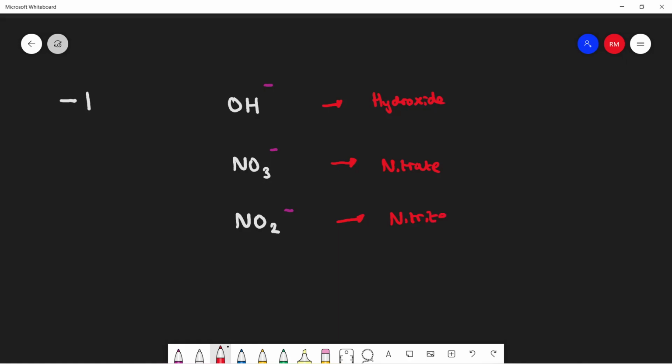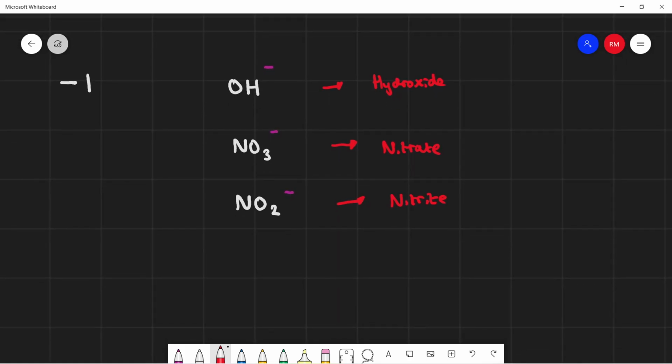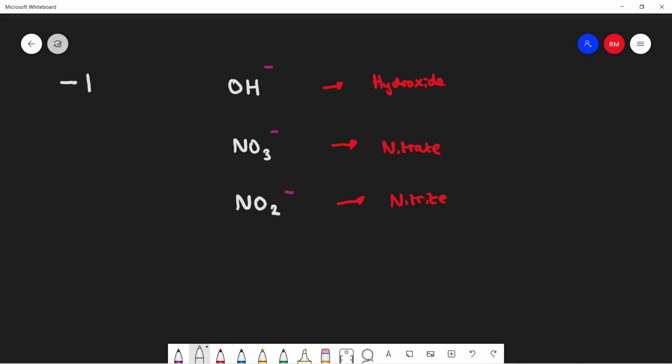Just notice the very little difference here between the A and the I, indicating the 3 oxygens and then the 2 oxygens. The next one we're going to look at is hydrogen carbonate, which is just a carbonate ion with hydrogen, minus. Very easy to remember, very easy to name, because we have our hydrogen ion, we have our carbonate ion, we have our overall negative charge.